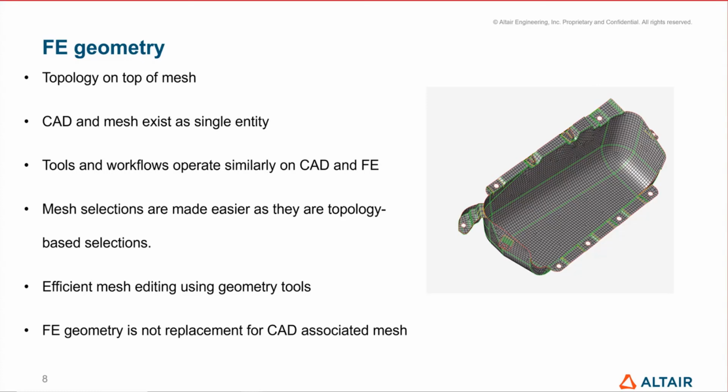So FE geometry is basically CAD and mesh which exist as a single entity. So you don't have a surface or a mesh; it's both as one, the same entity, with FE geometry. So all geometric tools or all mesh workflows that used to operate on CAD operate in the same way with FE geometry as well. So there will be similar workflows, similar options, and it can be used in the same way. So there are no two different ways to work with FE geometry.